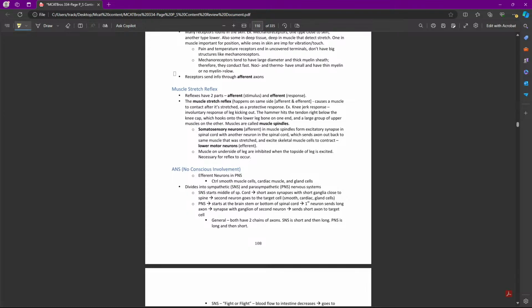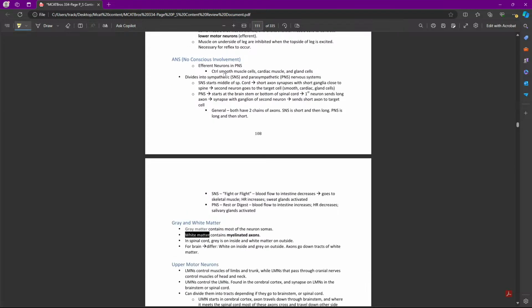Somatosensory neurons are afferent, which I was saying earlier, and they basically synapse in the spinal cord with an interneuron. And through that interneuron, it will synapse with a motor neuron, efferent, and send that signal out.